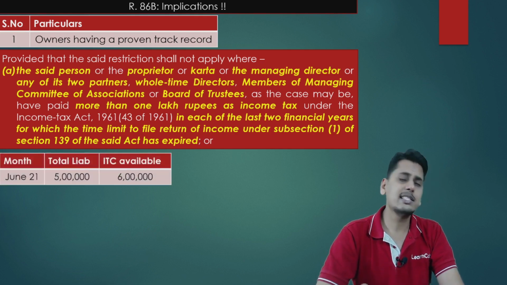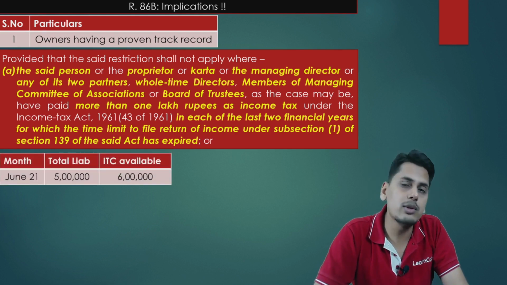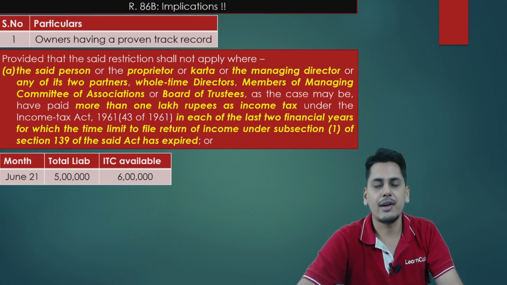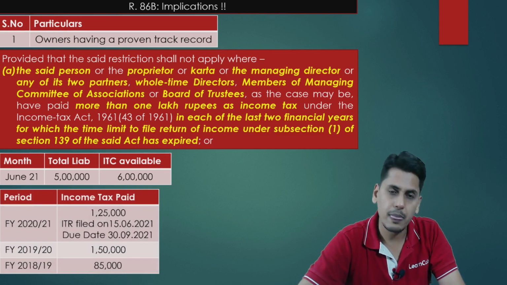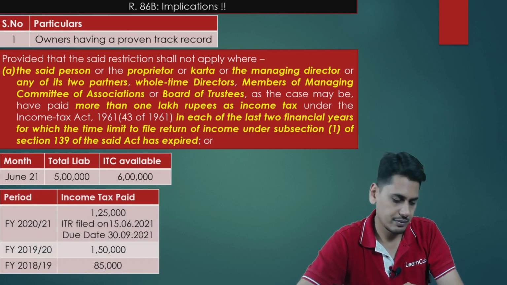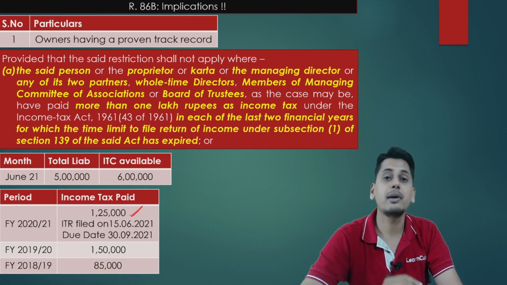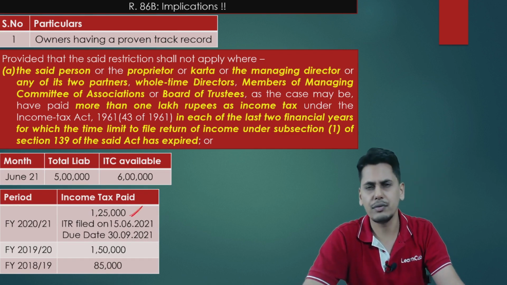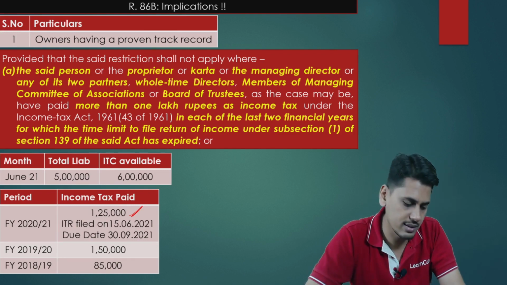Another case, let's suppose it is for the tax period June 2021. Total liability 5 lakhs, ITC available 6 lakhs. Let's have a look at the data. Financial year 2021, he has paid an income tax of 1,25,000, which means he has filed his income tax returns.